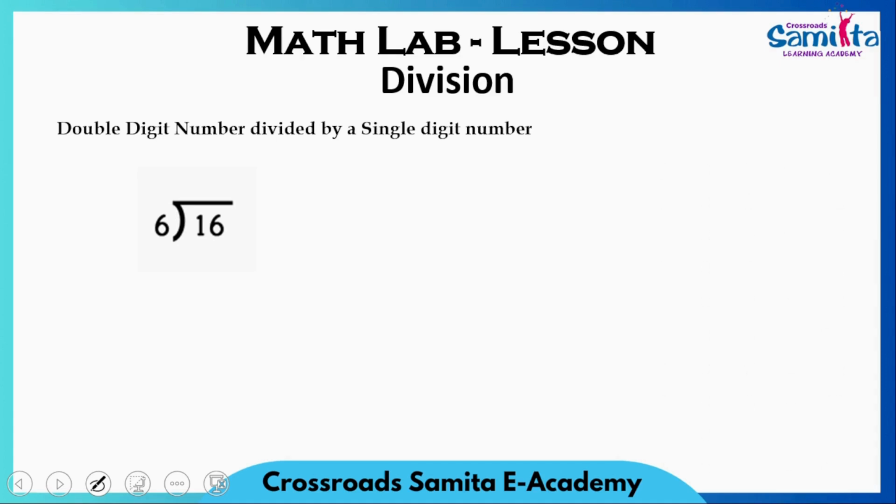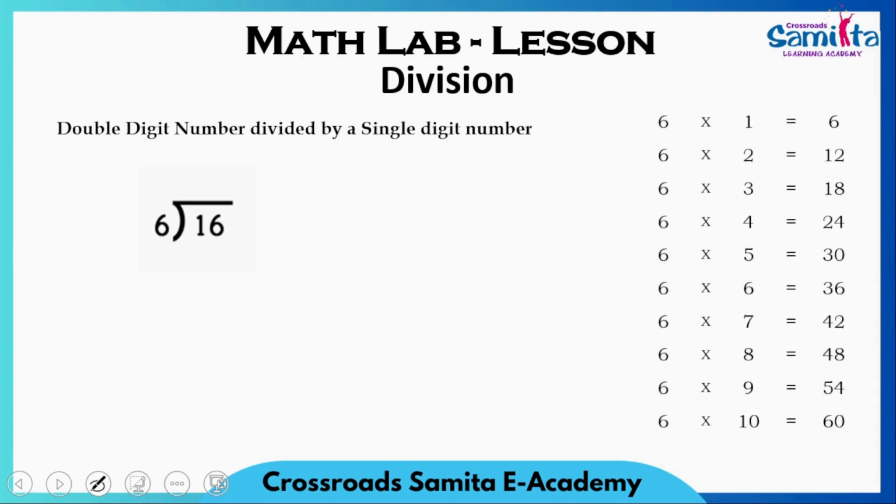So let's see the 6 tables. In 6 tables, where do we get 16, or the nearest number as such? So 16, if you see here properly, falls between 12 and 18. So 16 will come here. And as seen in the previous one also, 18 is greater and 12 is lesser number. So we'll go for the lesser number as such.